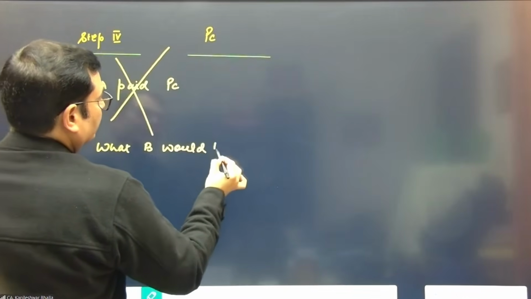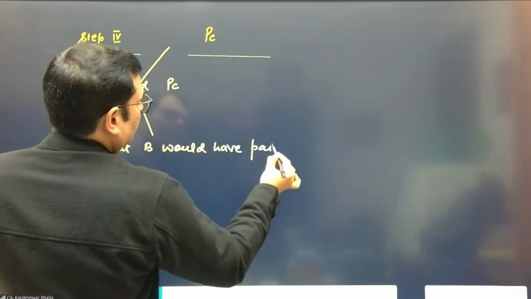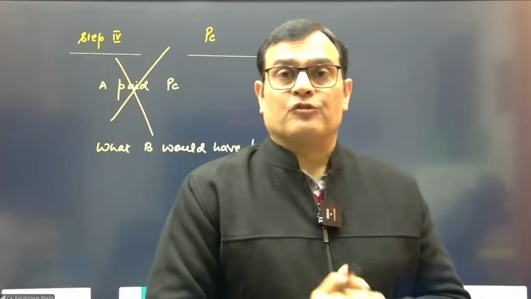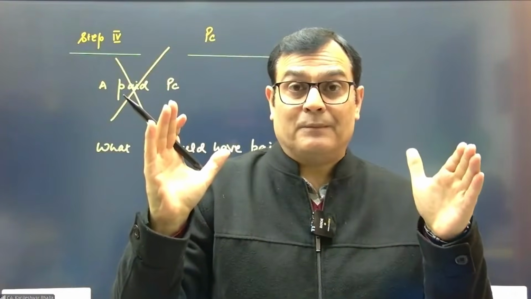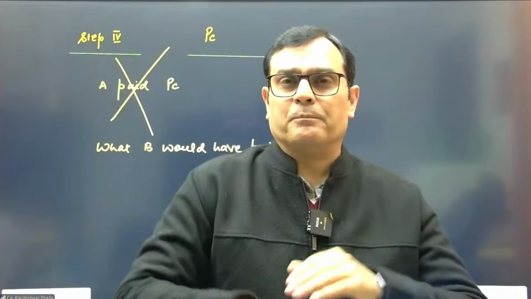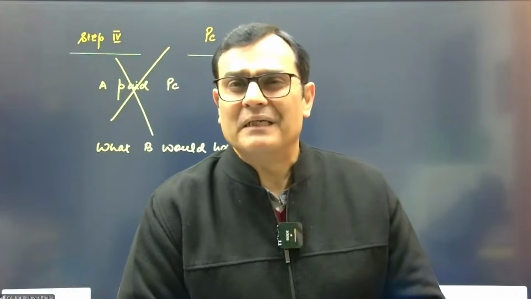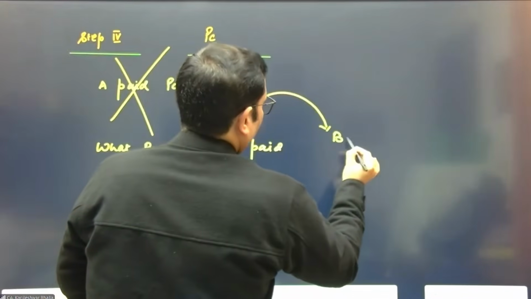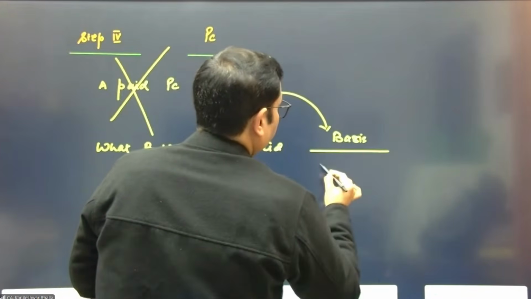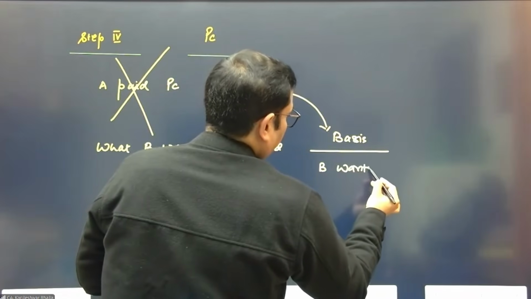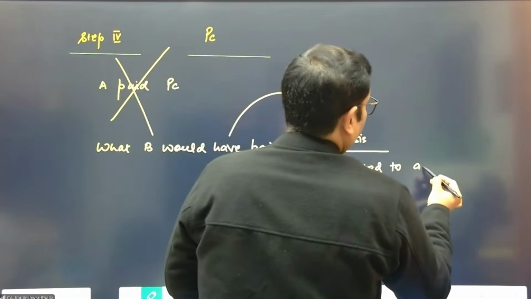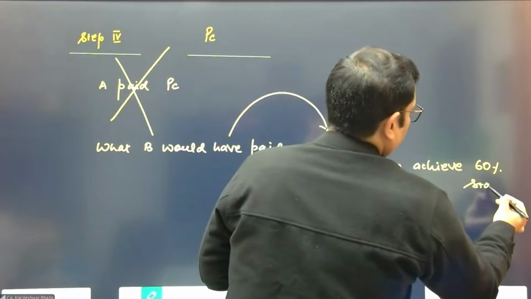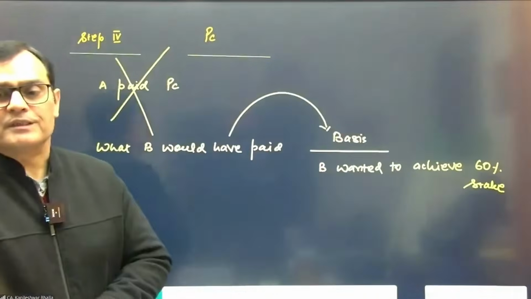So this is one focus point. When you calculate the purchase consideration, you need to consider what B would have paid. So in a reverse acquisition, you don't need to consider what A paid. You need to consider what B would have paid, but on what basis? On what basis? So when you say what B would have paid, we need to calculate this on the basis that B wanted to achieve a 60% stake. This is on the assumption that he wanted to achieve a 60% stake.